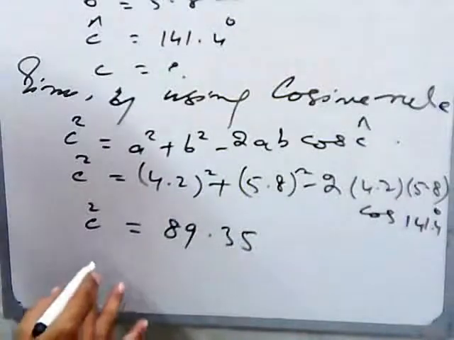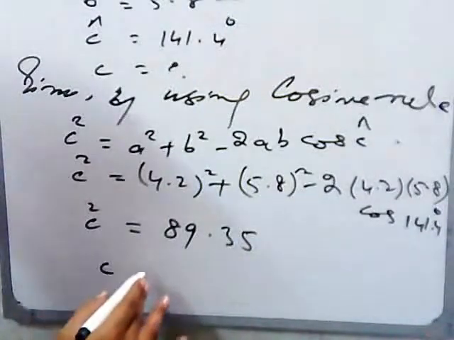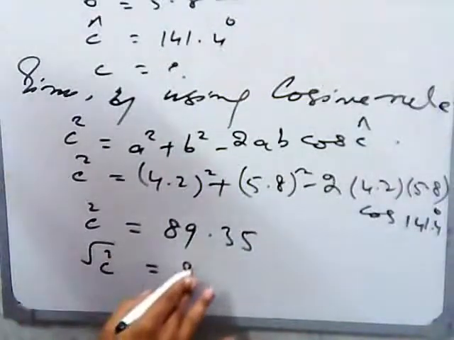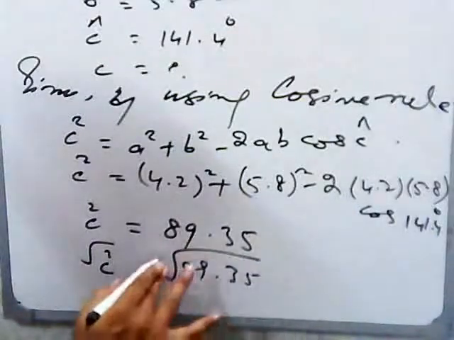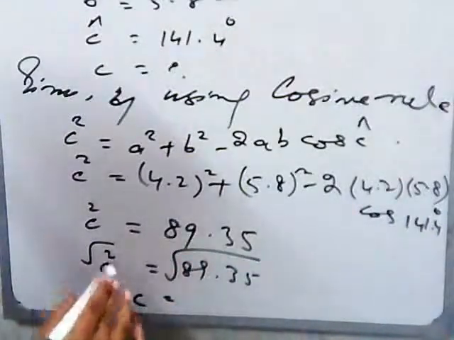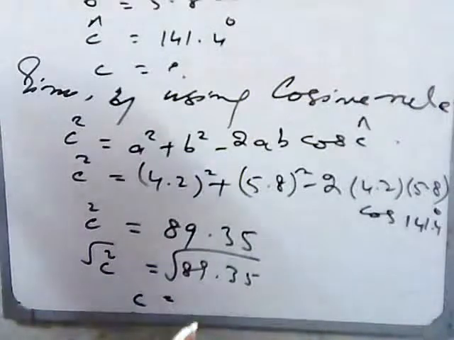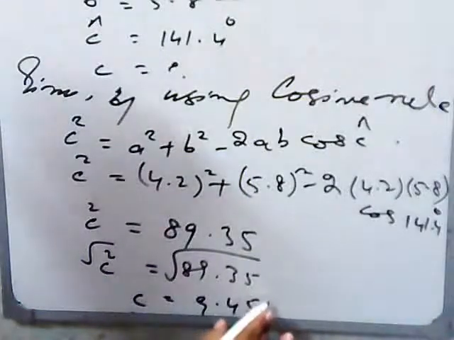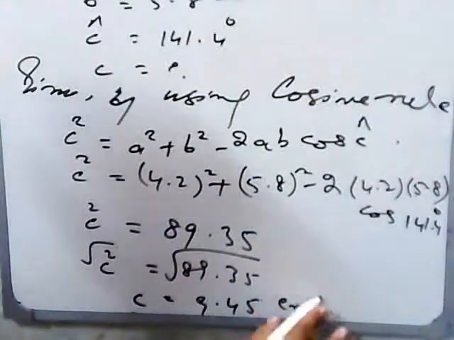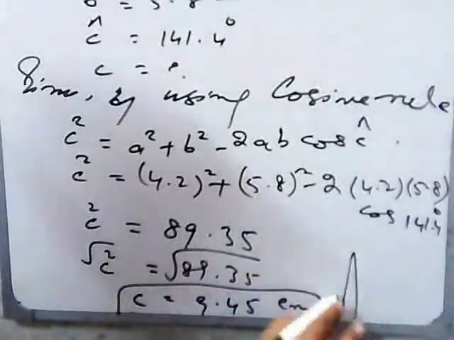89.35. So the value of c is, you have a space here, no problem, this step also can be done here. So the value of c is 9.45 centimeter. So that is the result.